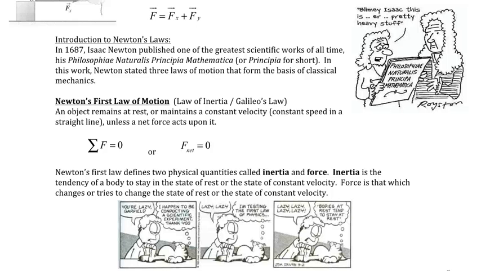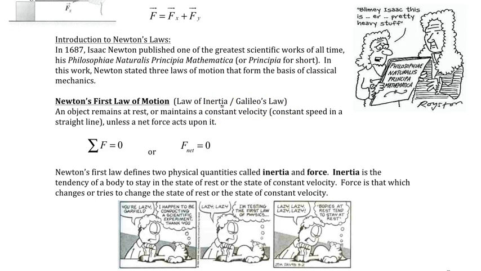In 1687, Isaac Newton published one of the greatest scientific works of all time. In short, it was called Principia. Newton stated 3 laws of motion that form the basis of classical mechanics. In this video, we're going to be looking at Newton's first law of motion, which is also known as Galileo's law or the law of inertia.